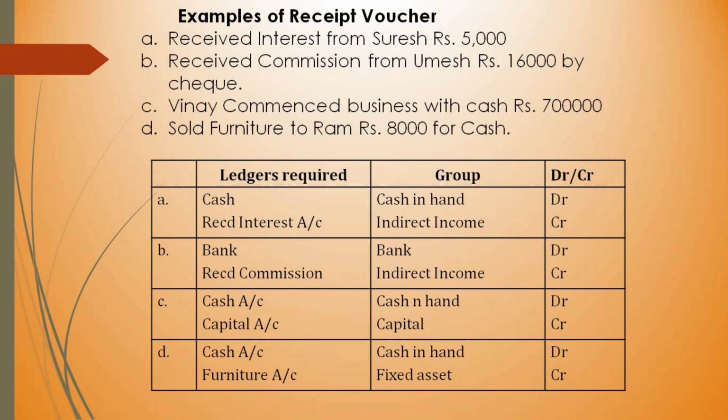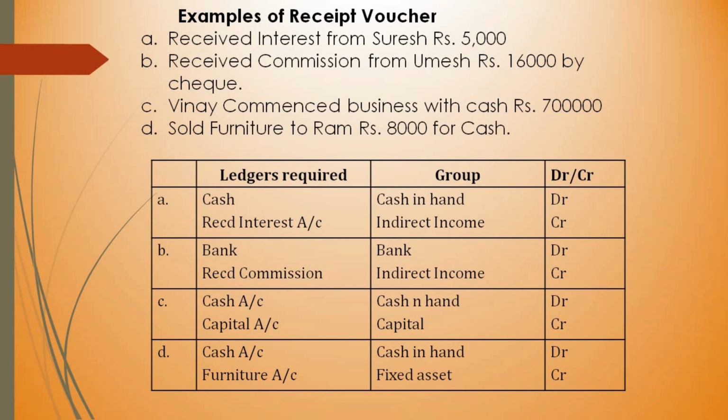The first statement, received interest from Suresh, rupees 5,000. So what are the two ledger accounts? One is interest received. The other one, it's not given by check, so it is cash. As I said, one side will be cash or bank. No need of taking Suresh account. Received means you have already received. There is no due from him. So that's why you're taking as cash. One is interest received, the other one is cash.